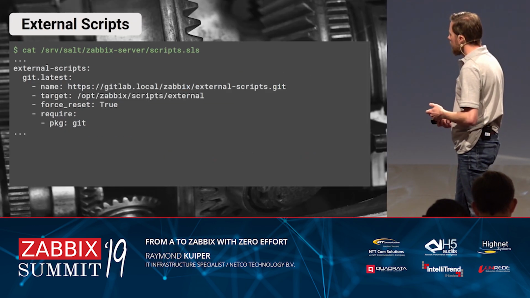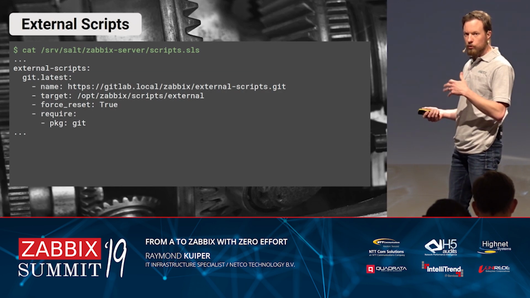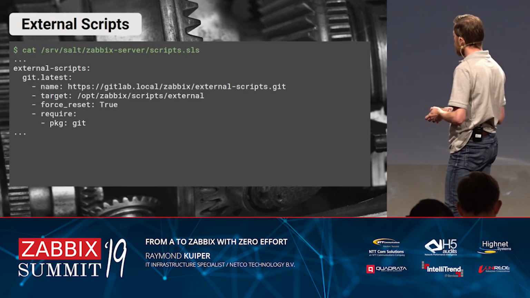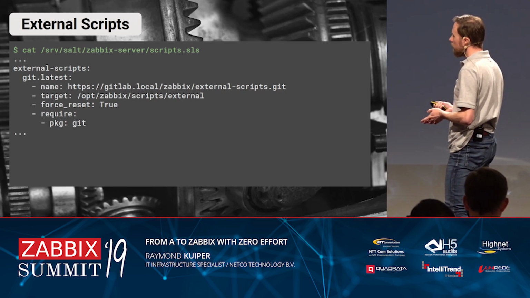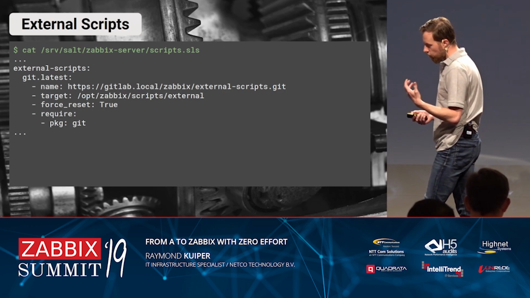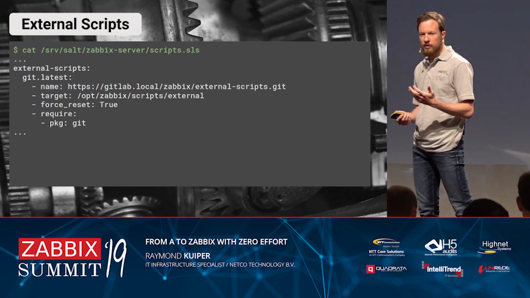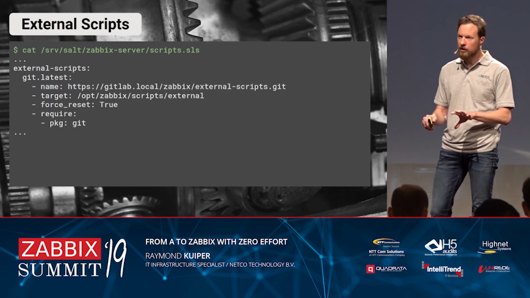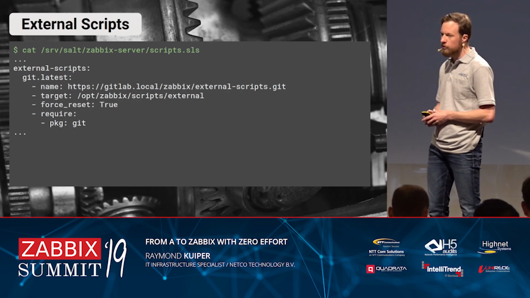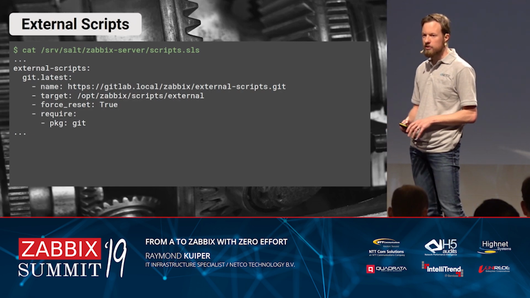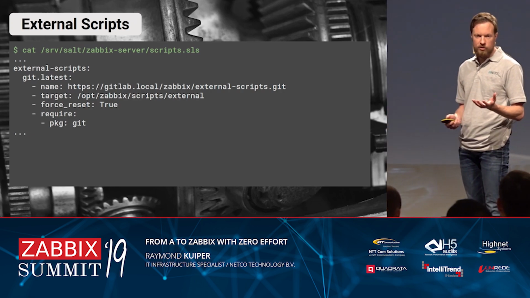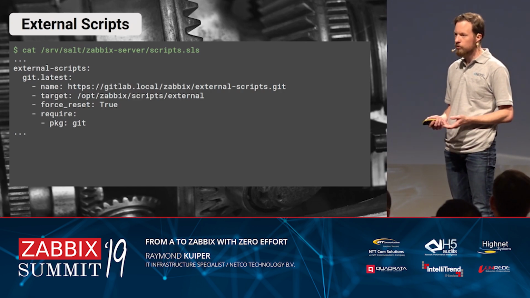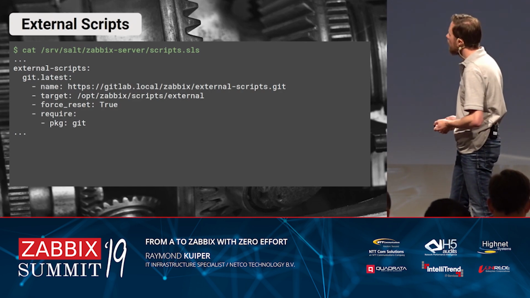Then after that, SaltStack will actually install all of the external scripts and also the notification scripts that we use, and we basically use a Git repository for this. All of the scripts that we develop for external checks and all of the scripts that we use for notifications are stored in the same internal GitLab repository, and then we just pull that in and put it on the disk. So that means that once a new version of the script is committed, it's automatically deployed to all of the servers once there's a salt run.